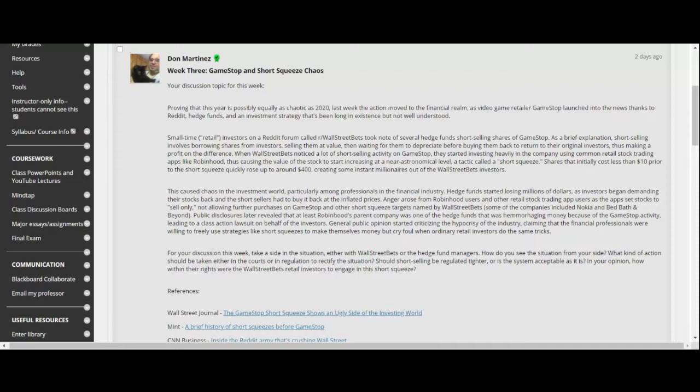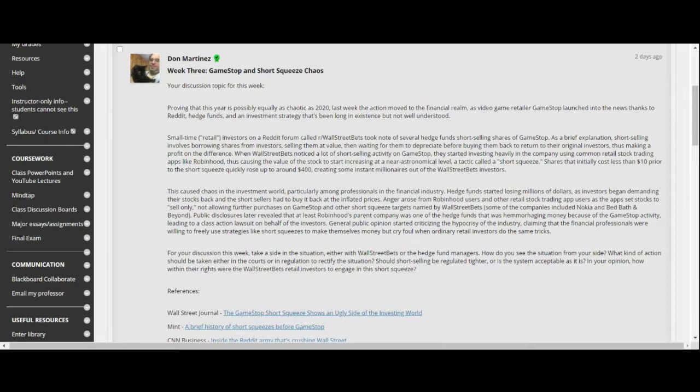Shares that initially cost less than $10 prior to the short squeeze quickly rose up to around $400, creating some instant millionaires out of the Wall Street Bets investors. This caused chaos in the investment world, particularly among professionals in the financial industry. Hedge funds started losing millions of dollars as investors began demanding their stocks back, and the short sellers had to buy it back at the inflated prices.